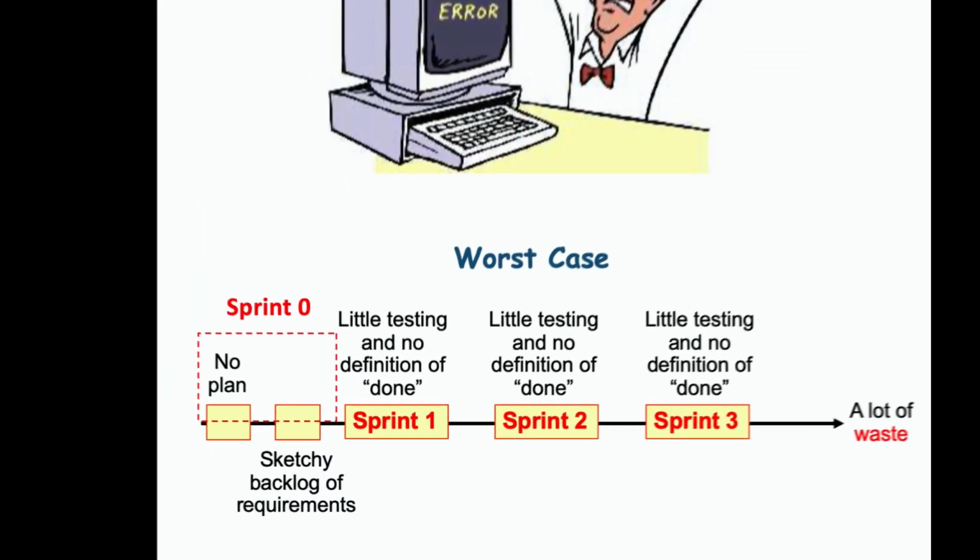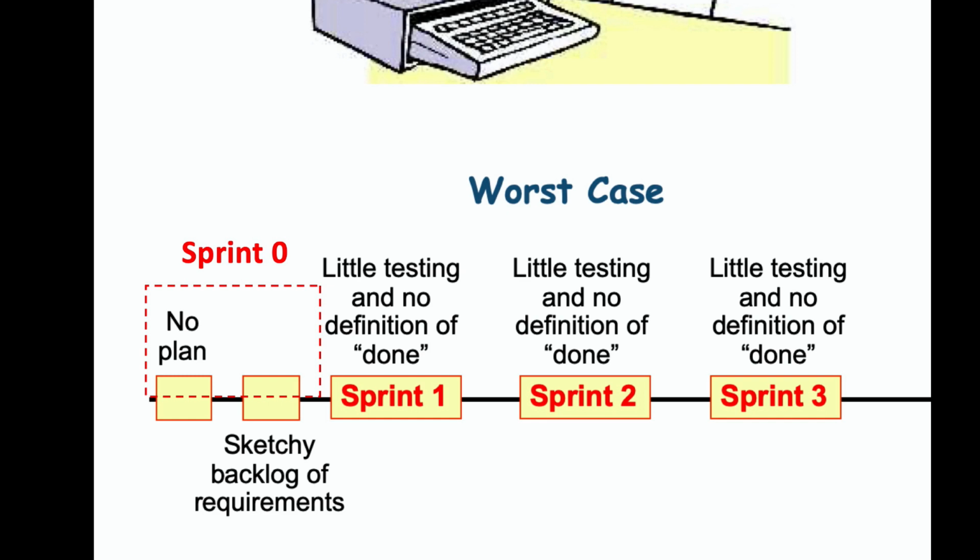So in a worst case situation, Sprint 0 could contain very poor planning, or maybe no planning, a very sketchy backlog of requirements, where the requirements are either epics, way too big to implement, or very ambiguous, or actually a lot of backlogs have no user stories in them whatsoever. They're just a to-do list or a task list of the team.